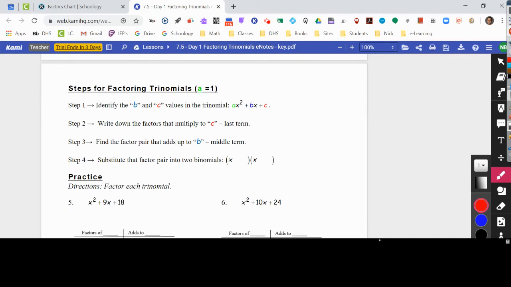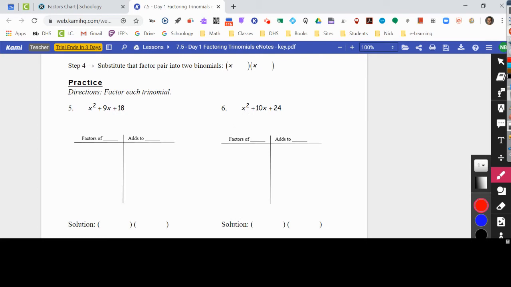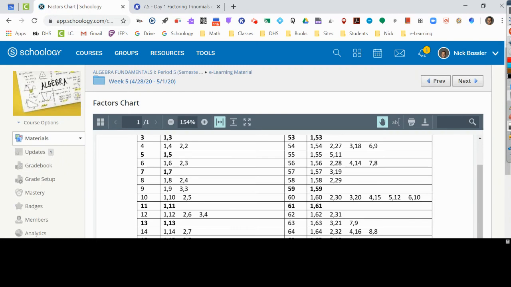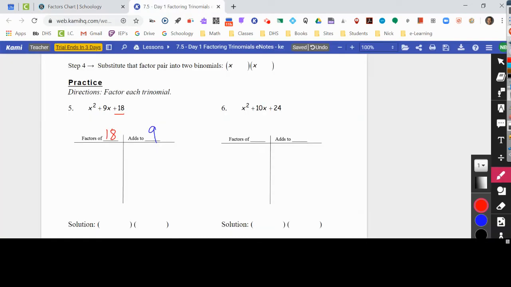Now let's do some more practice here. Number 5 says we have x squared plus 9x plus 18. We want to find factors of 18 that add to 9. Well, what are my factors of 18? I'm having a hard time figuring that out, so again, I can reference this factors chart to help me out. And here it is on the bottom. Those are my 3 factor pairs of 18: 1 and 18, 2 and 9, and 3 and 6.